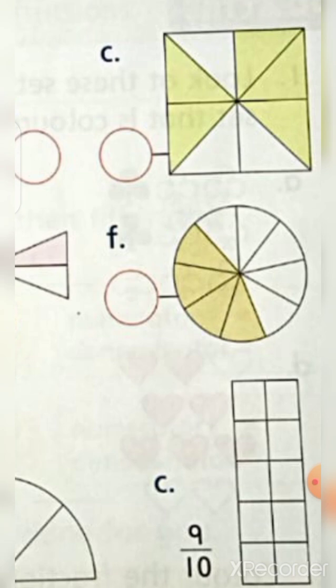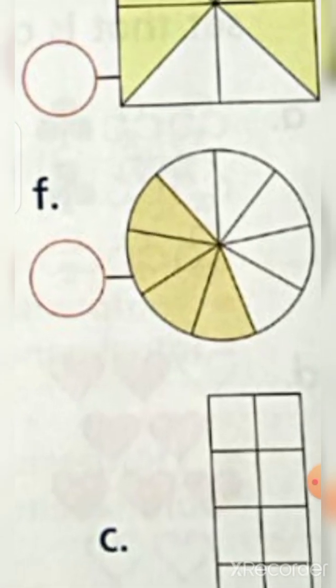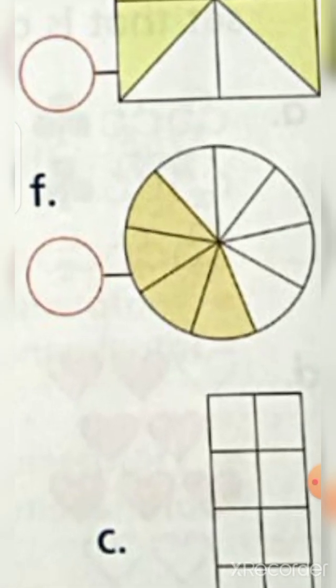F part. The figure is divided into how many parts? 1, 2, 3, 4, 5, 6, 7, 8, 9. And out of 9, how many parts are colored or shaded? 1, 2, 3, 4. 4 parts are shaded. So the fraction for the shaded part is 4/9. What is the fraction for the unshaded part? 9/5. Oh, again I'm wrong. Very good. 5/9. This is correct.